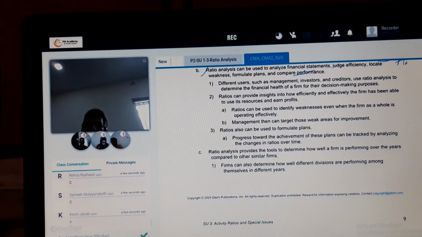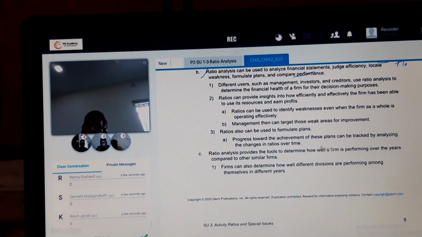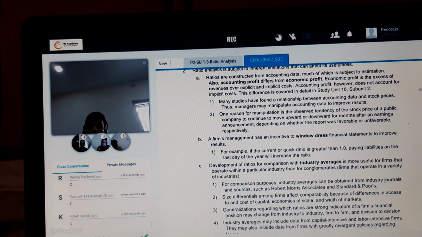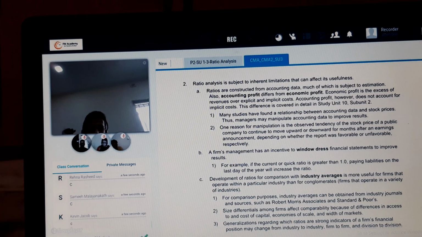And then ratio analysis provides tools to determine how well a firm is performing over the years compared to other similar firms. Then ratio analysis is subject to inherent limitations that can affect its usefulness. That is what you should really understand, right? What are the inherent limitations?